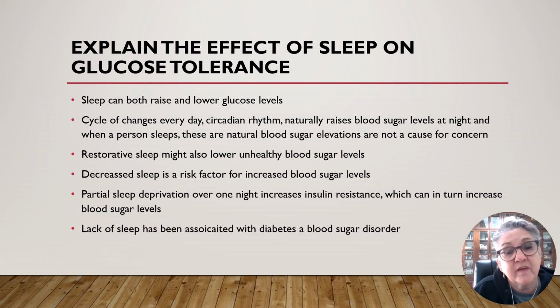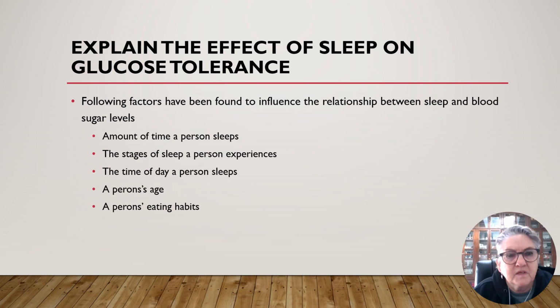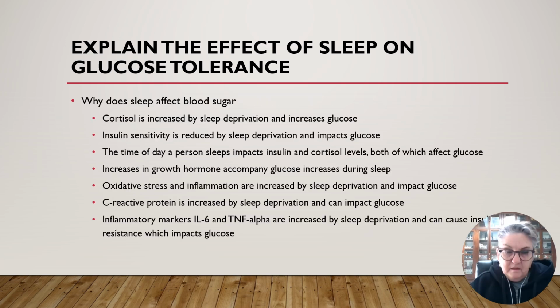Decreased sleep is a risk factor for increased blood sugar levels. Partial sleep deprivation over one night increases insulin resistance, which can in turn increase blood sugar levels. Lack of sleep has been associated with diabetes, a blood sugar disorder. The following factors have been found to influence the relationship between sleep and blood sugar levels: the amount of time a person sleeps, the stages of sleep a person experiences, the time of day a person sleeps, a person's age, and a person's eating habits.